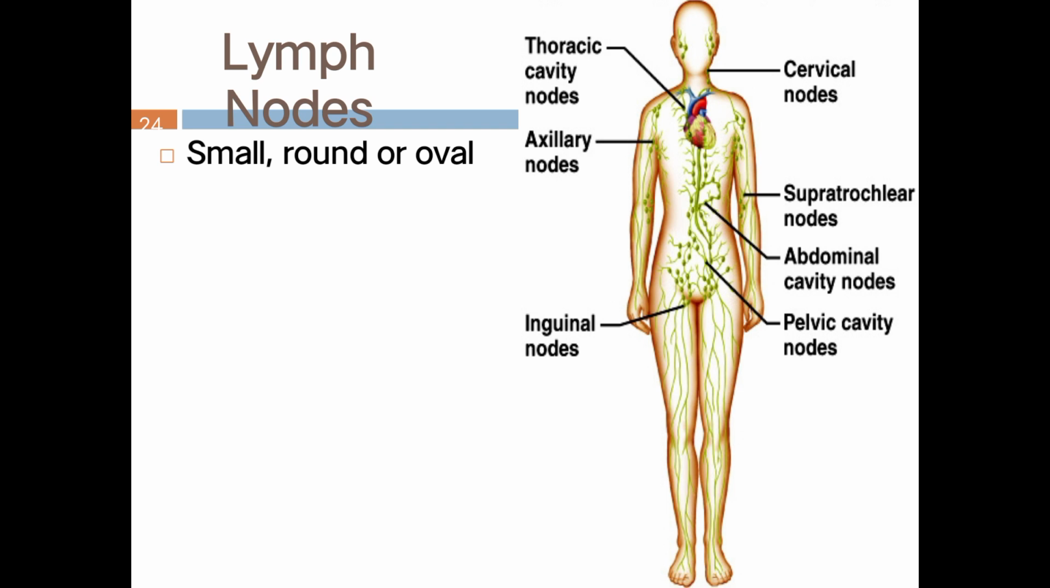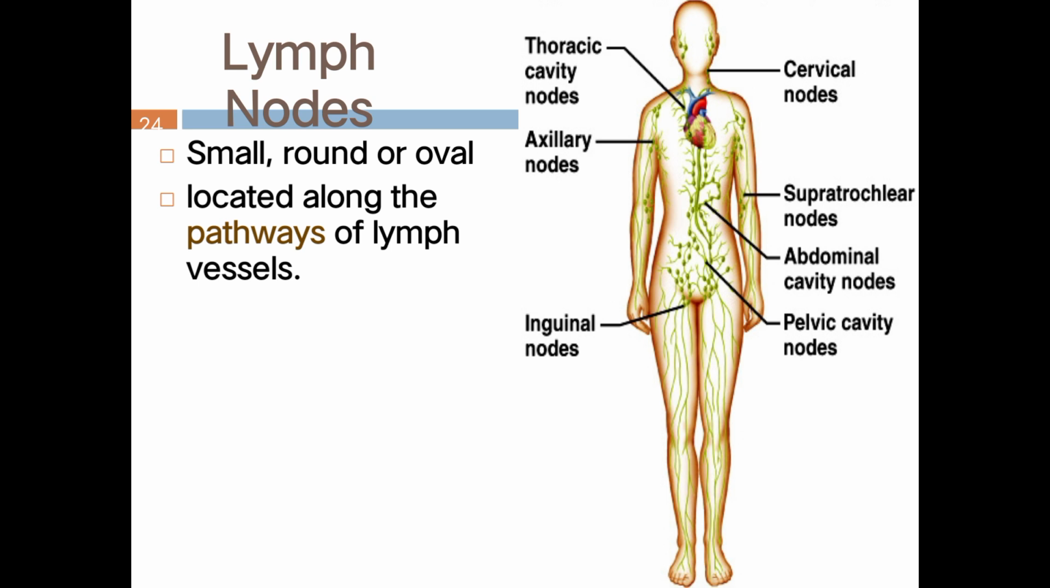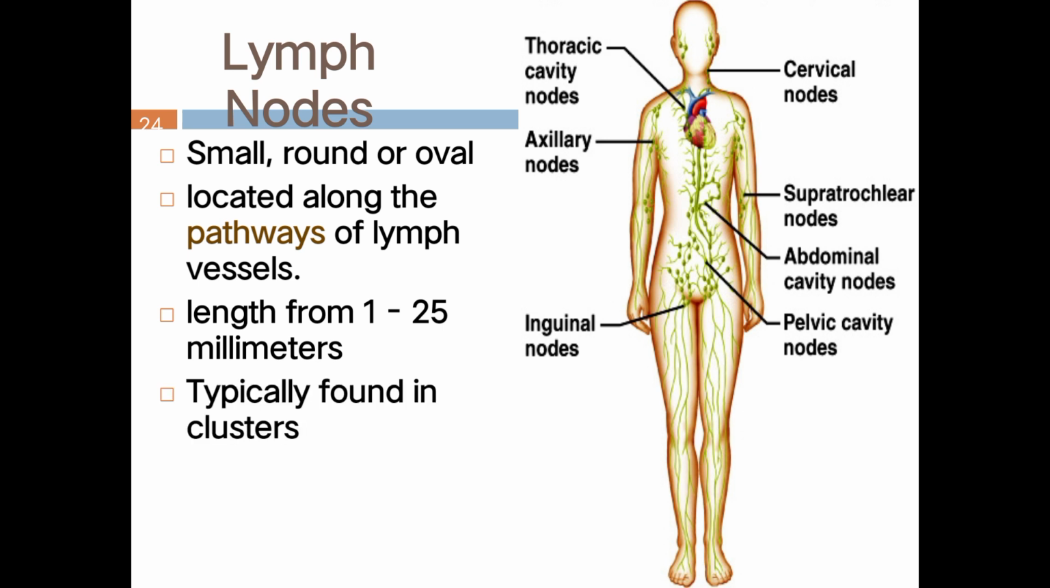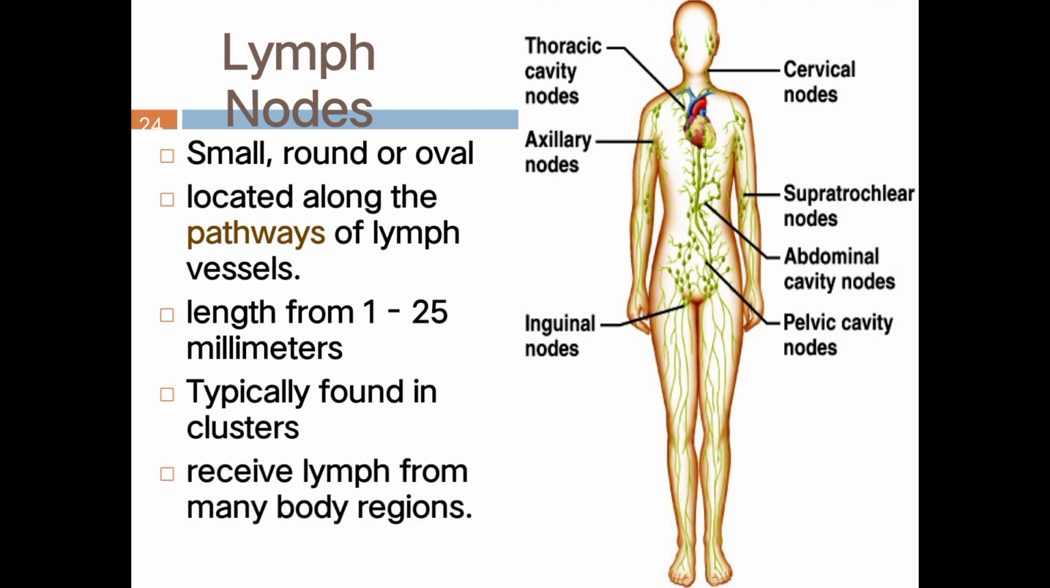A small oval structure, located along the pathways of lymph vessels. Length ranges from 1 to 25 millimeters, typically found in clusters and receiving lymph from many body regions. Lymph nodes are also found individually.